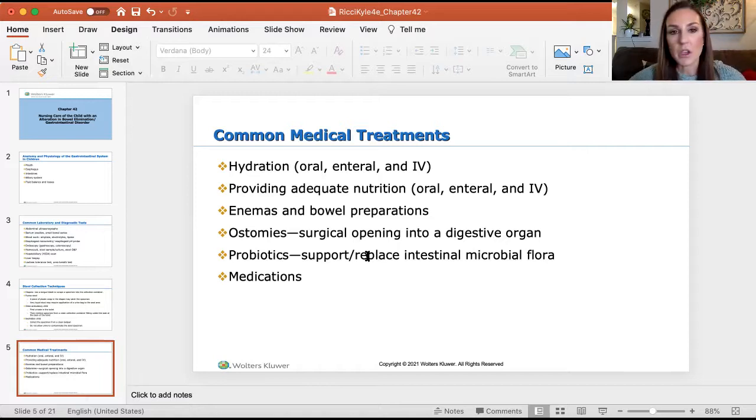Okay. Other medical treatments, you can do enemas, bowel preps. We talked about the barium enemas for constipation.